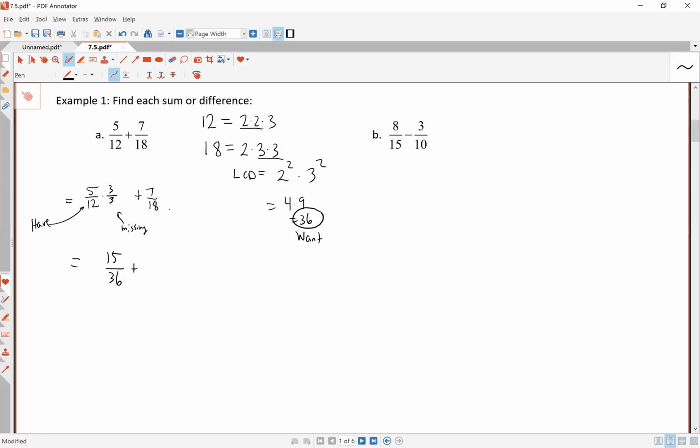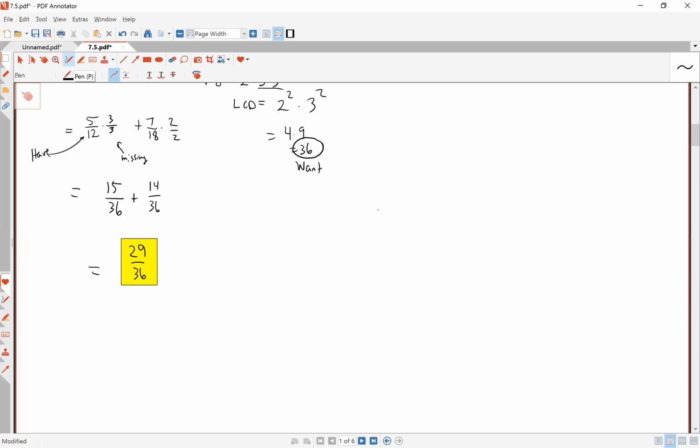If I have an 18 and I want 36, I'm missing a 2. So I put it in the top and the bottom, giving me 14 over 36. Adding this together, I get 29 over 36. Try to simplify that, but there's nothing that will be common top and bottom. Okay, so we're going to find the LCD, figure out what we're missing on each fraction, multiply top and bottom, and then add straight across the top and try to simplify.